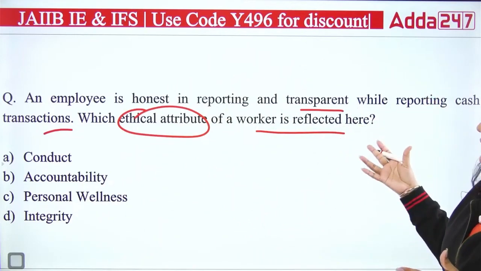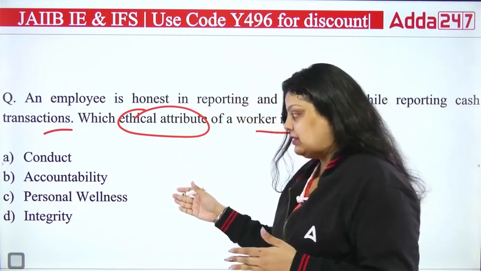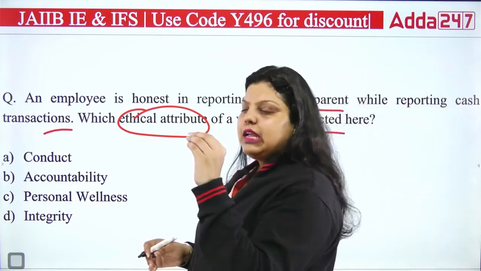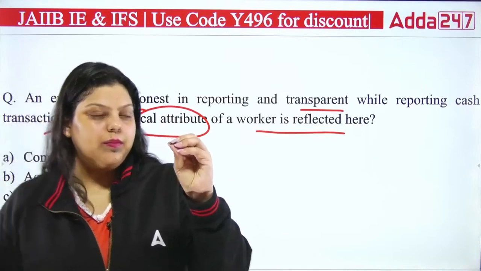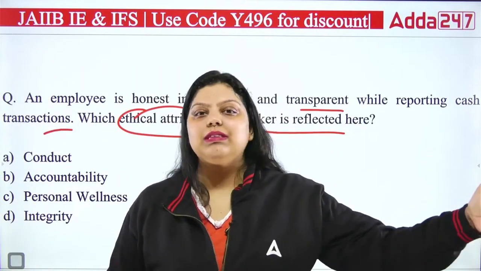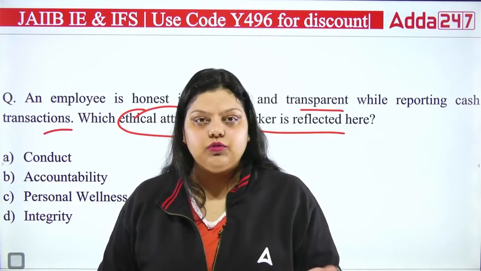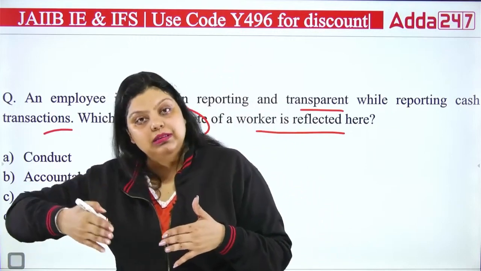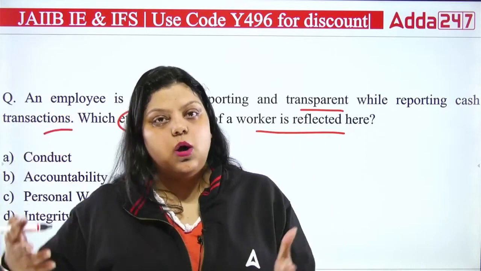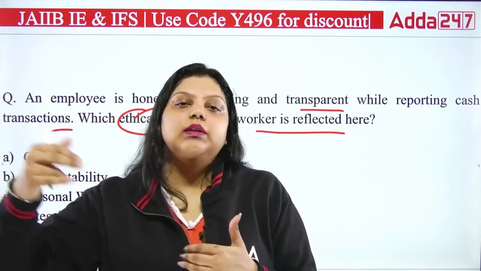So what kind of ethical attribute does this worker have? Is it conduct? Is it accountability? Is it personal wellness? Is it integrity? So which of the following is true? So we can talk about honesty. If a person is honest, it means the person is following rules and regulations, going according to the rules and doing nothing wrong. That's honesty. Integrity means when the person keeps repeating the same behavior for a long period of time in an organization. That honesty converts to integrity in that situation.